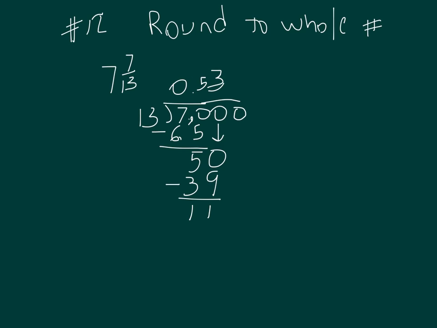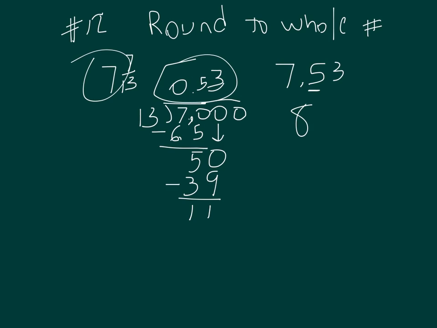Right now, at this point, I know that this is the decimal, this is the whole, so as a decimal, this would be 7.53. Since this is greater than or equal to 5, I'm going to end up rounding up. So my whole number is 8. So rounding to the nearest whole number, that would be 8. Now, there is a quicker way.